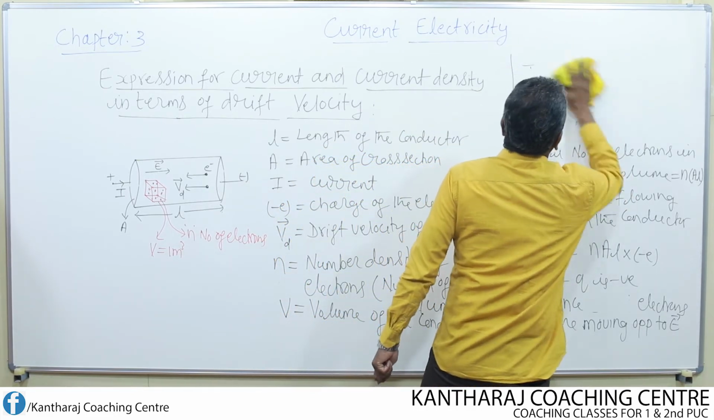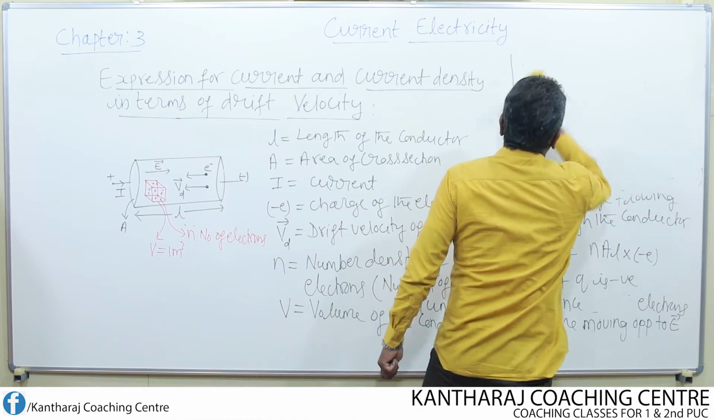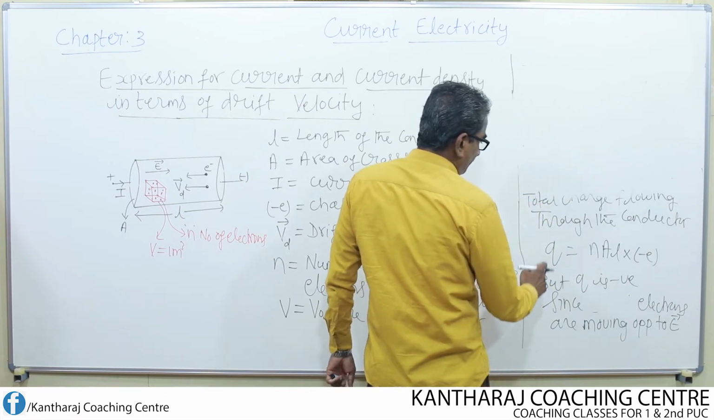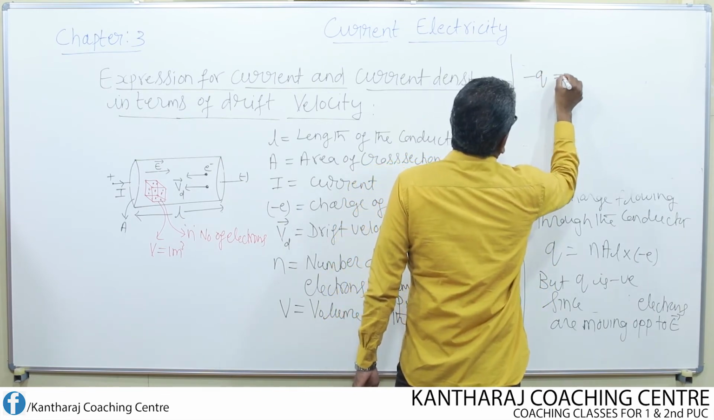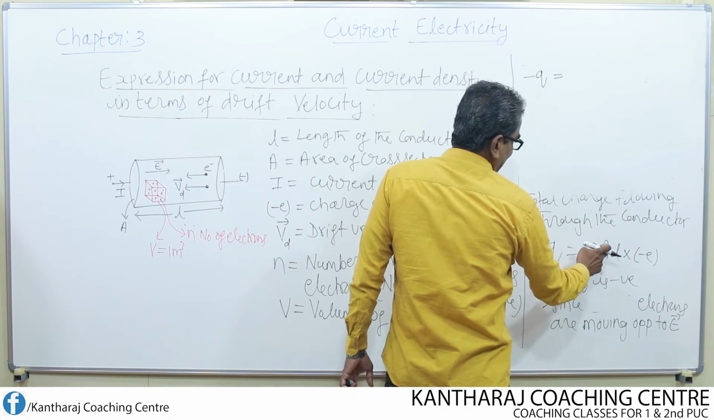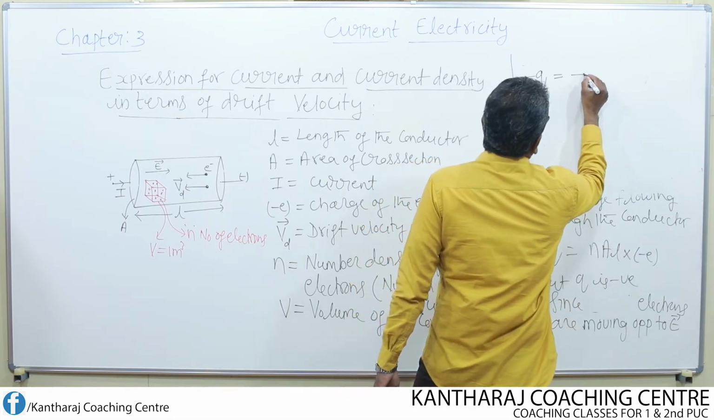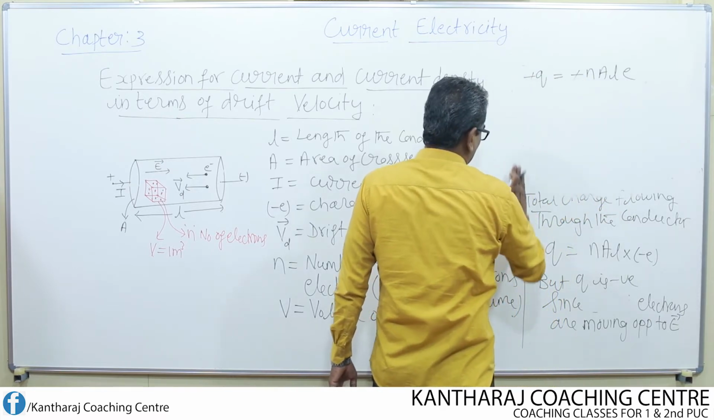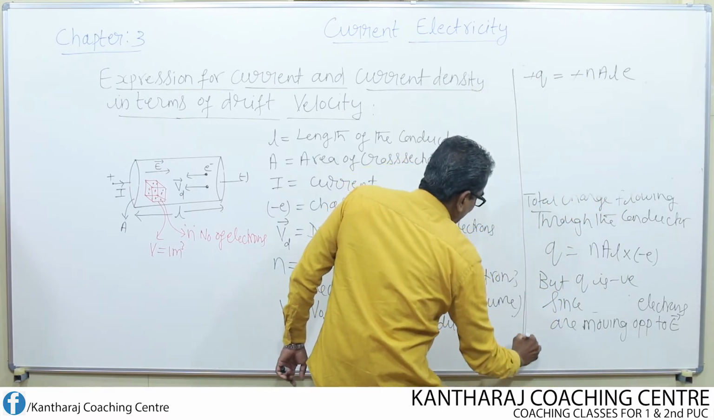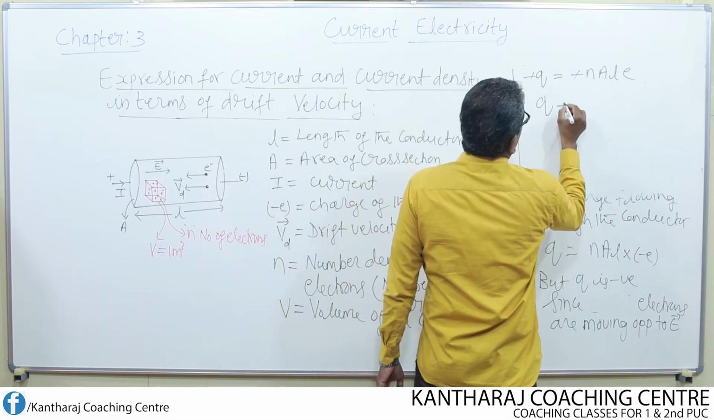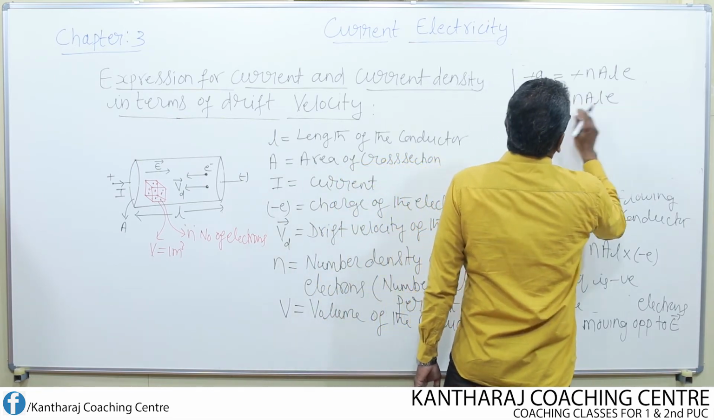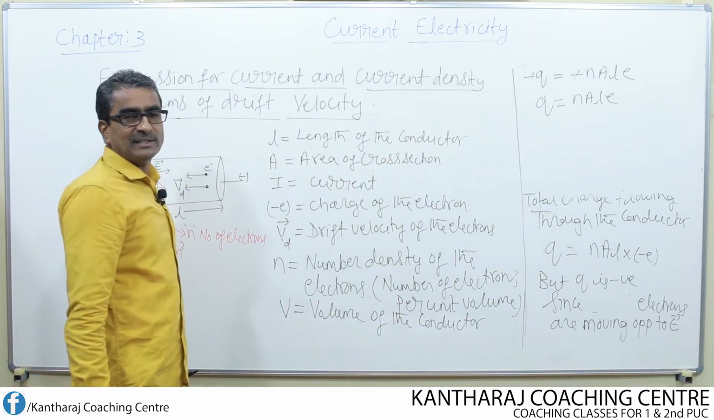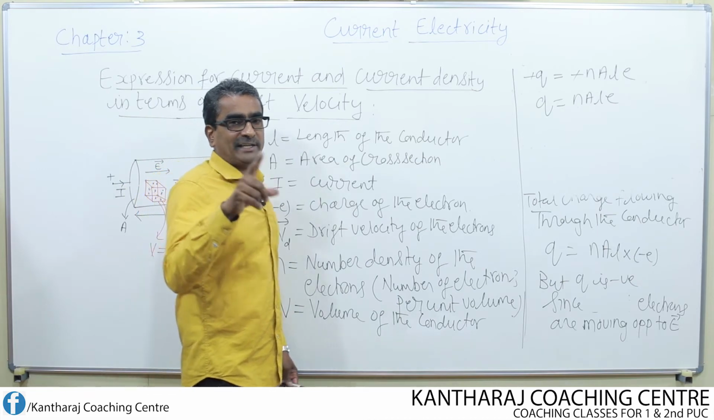Look here. This equation becomes now minus Q equal to NAL into minus e, means minus NAL into e. So minus and minus get cancelled. Now Q equal to NAL into e. So this is the amount of charge that flows through the conductor in a time delta t.